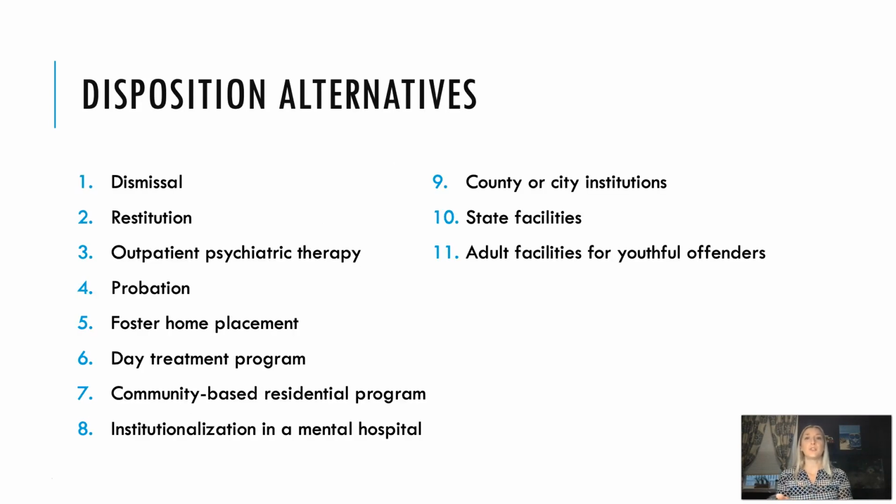So what are some disposition alternatives that are available to the courts? Well, the courts can dismiss cases, they can order restitution, place the youth on probation. Some youth are placed in foster home placements. A lot of those are going to be your crossover youth, where they're maybe more dependent than delinquent, but they still have some delinquencies. We're going to put them in foster homes because they're less secure. We have secure confinements. We have community-based residential programs. Sometimes youth will go to school in the community and then they'll stay at the residential program for the rest of the time. We also have state facilities as well as adult facilities for youthful offenders. So there's many options available.